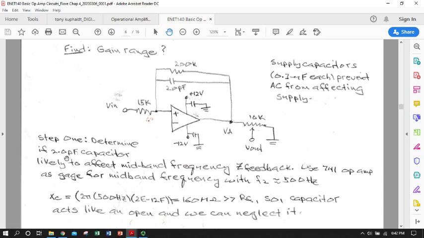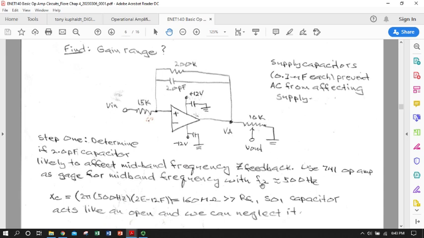We can look at whether or not a 2 picofarad capacitor is likely to affect midband frequency. We now have a Z feedback because we have a complex impedance. We can use the 741 general purpose op amp as a gauge for midband frequency. So what we're doing is seeing how frequency dependent we're going to be with a 2 picofarad capacitor, because it's not a very big capacitor.